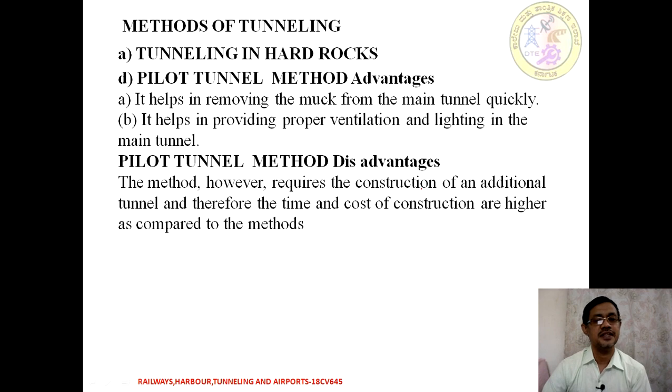Advantage of this method, it helps in removing the muck from the main tunnel quickly, because there is no debris fall over the line. So there is a quick removal of muck being done in the pilot tunnel. It also helps in providing proper ventilation and lighting in the main tunnel, because as we know, a number of holes are made towards the main tunnel, hence ventilation and lighting are taken care of. As we know, every method has its own advantages and also disadvantages.